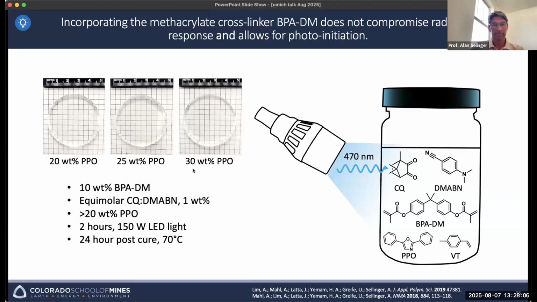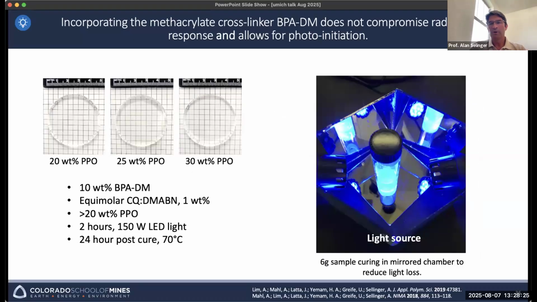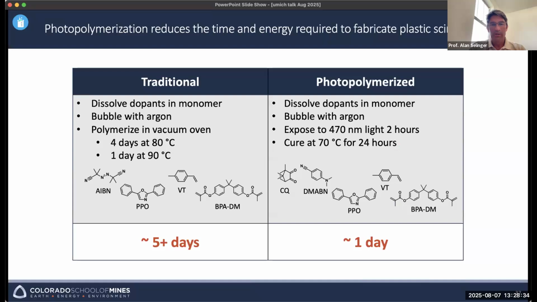It took quite a while. This is a lot of formulation that we did. We used just a regular LED that we got from Amazon, and we shine light for 2 hours, and then we put it in the oven for another 24 hours. And this is the chamber. Basically, the first chamber that we did this was just a mirror chamber with two LEDs shining light. Very simple process. So bottom line was that we were able to make a sample that was mechanically stable, mechanically hard in 1 day versus the 5+ days using the traditional thermal process. So I'm kind of fast forwarding quite a bit.